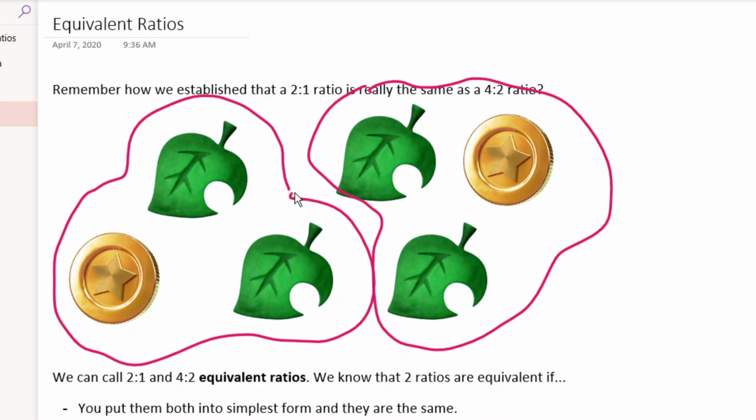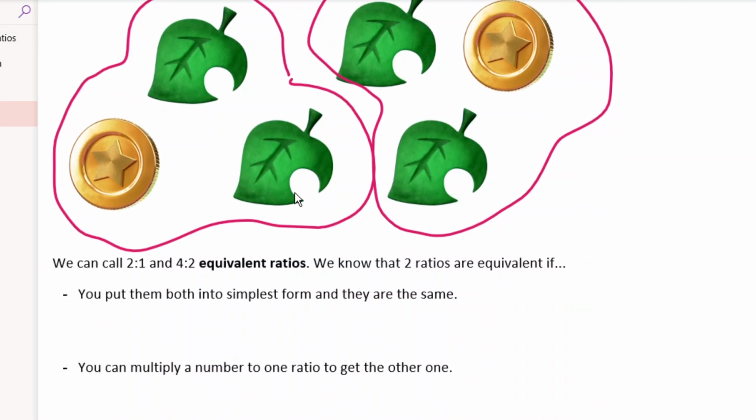Equivalent meaning equal, essentially. And how do we know that 2 ratios are equivalent? Well, the best way to check, I think, is to put them both into simplest form, and you'll see that they are the same if they're equivalent. So an example of that, 2-to-1 is already in simplest form. And then 4-to-2 is not in simplest form, right?